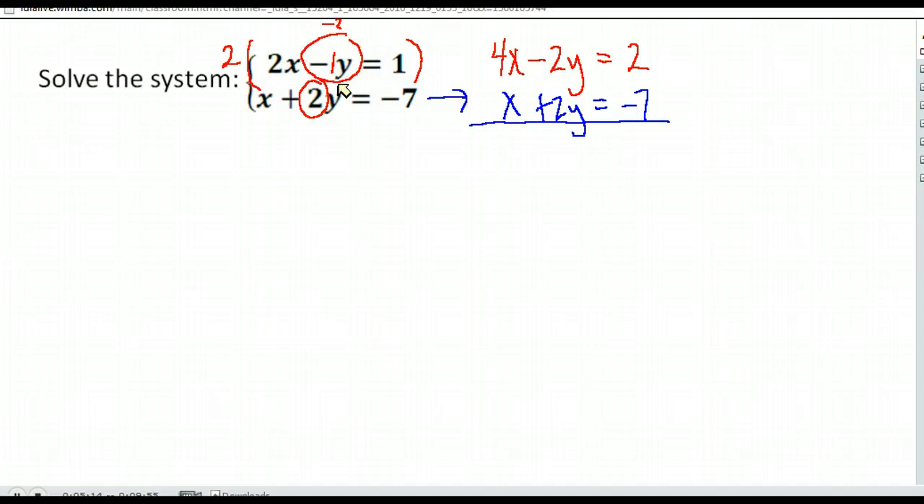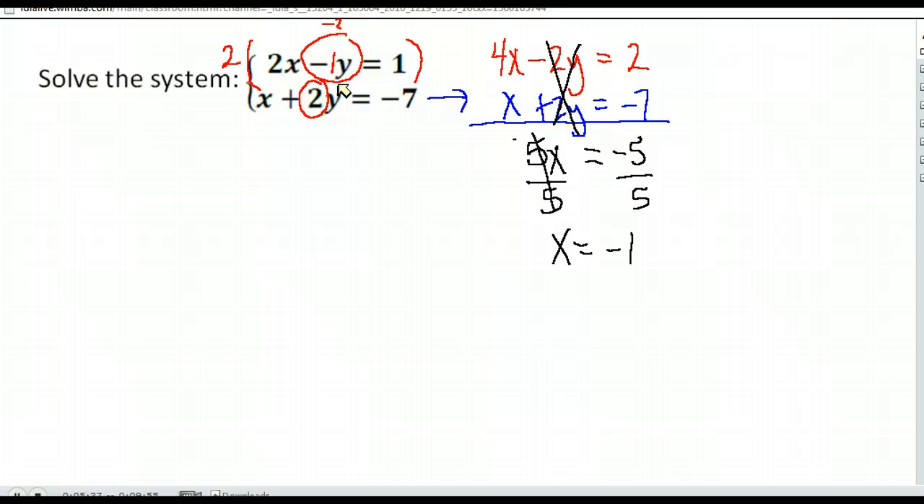We add those together, so here 4x plus x gives me 5x. Negative 2 plus 2y gives me 0y. That's what I was going for, so it's good that that happened. And 2 plus negative 7 gives me negative 5. Now I have an equation with just one variable, x, and I can solve it. I divide both sides by 5, and I find that x is equal to negative 1.